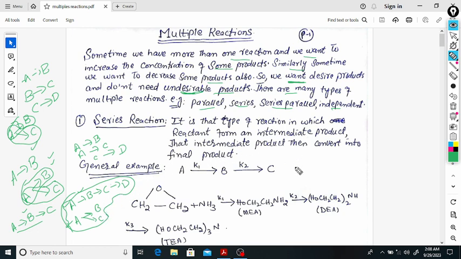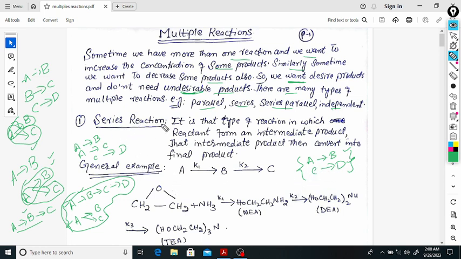Sometimes there is independent reaction. For example, A is converting into B while C is converting into D. So this is one reaction, this is another reaction. This is called the independent reaction, because B is not dependent on C, C is not dependent on B, D is not dependent on A. So these are the independent reaction.